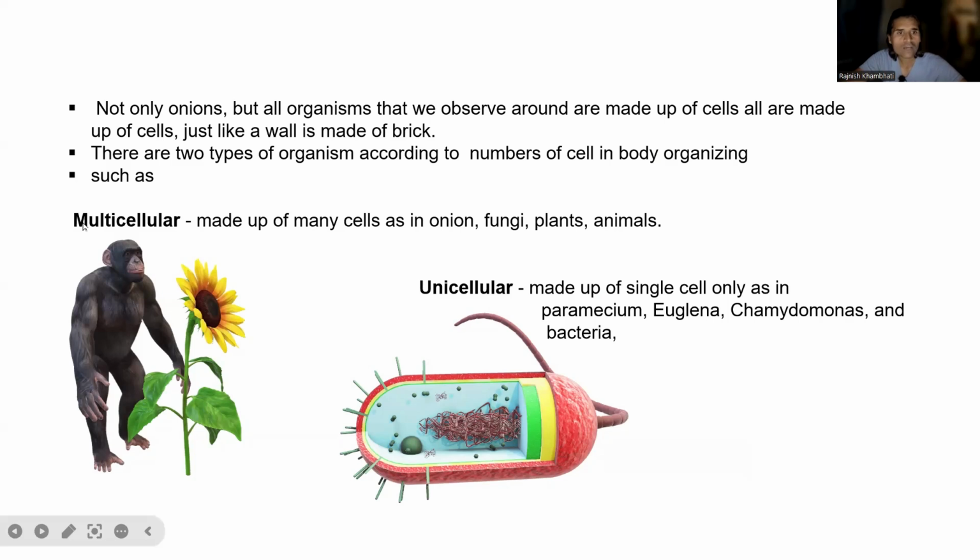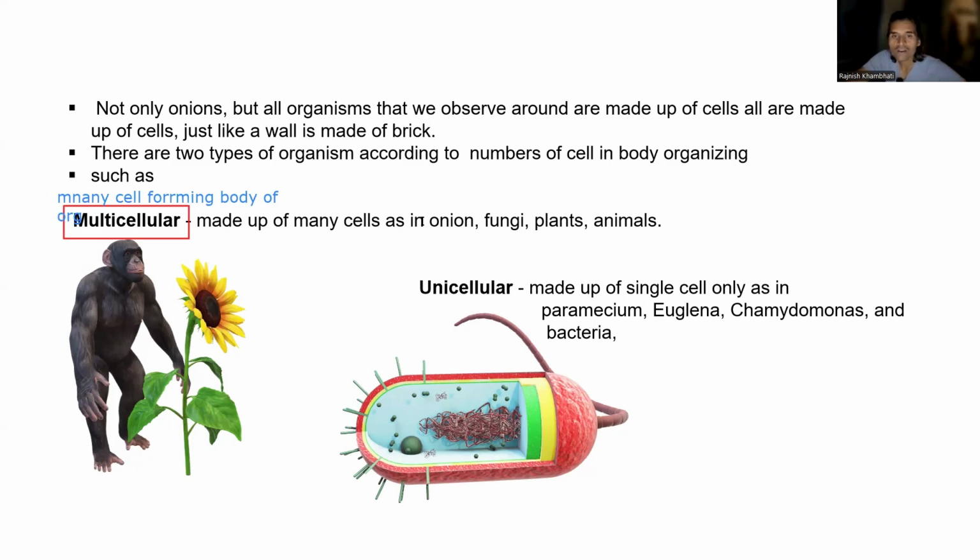According to that, we can see two types of organism. Type number one is called multicellular organism. Let me outline it for you. Number one is called multicellular. Now, multi means many. But what many? Many cells are forming the body of the organism. It is called multicellular.